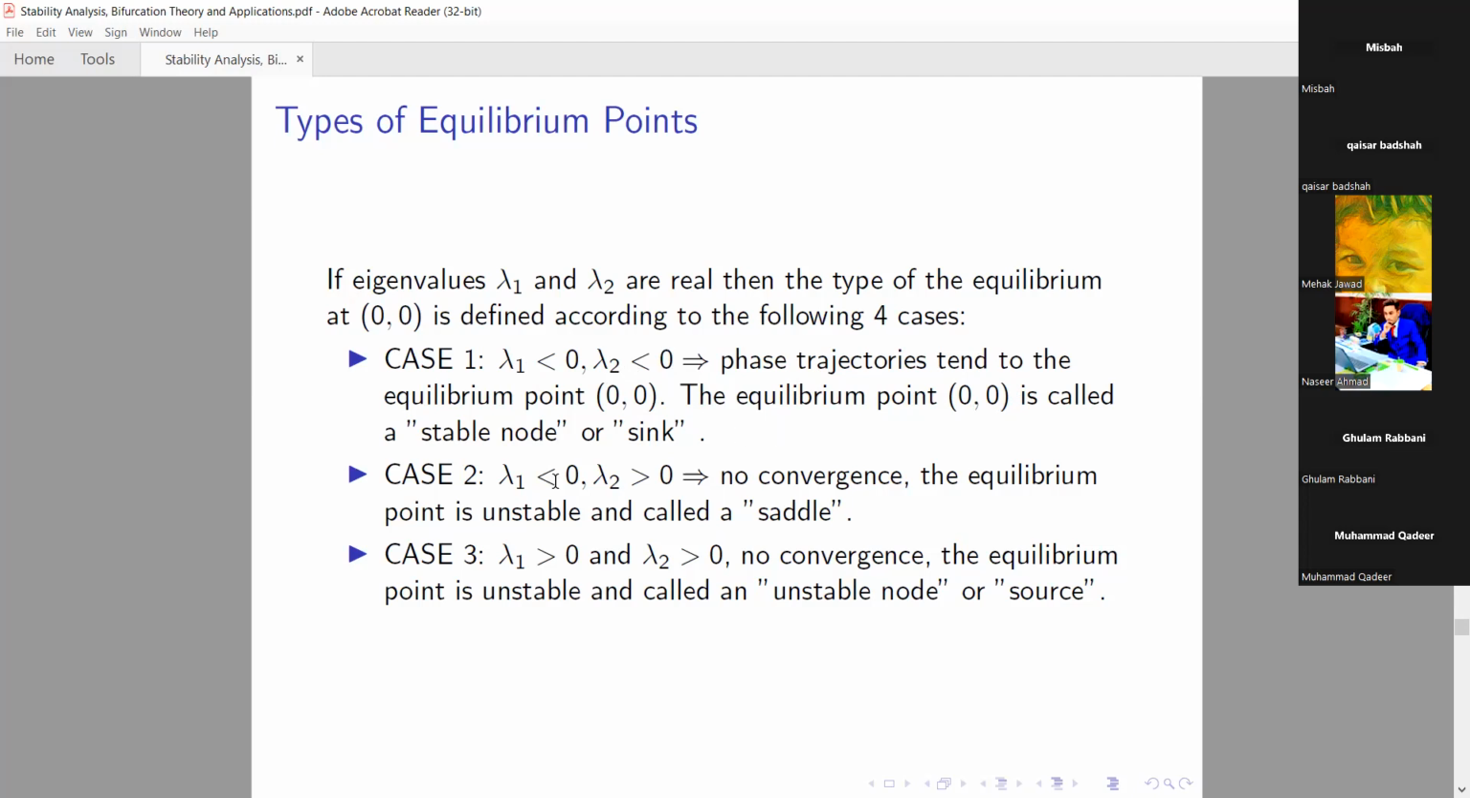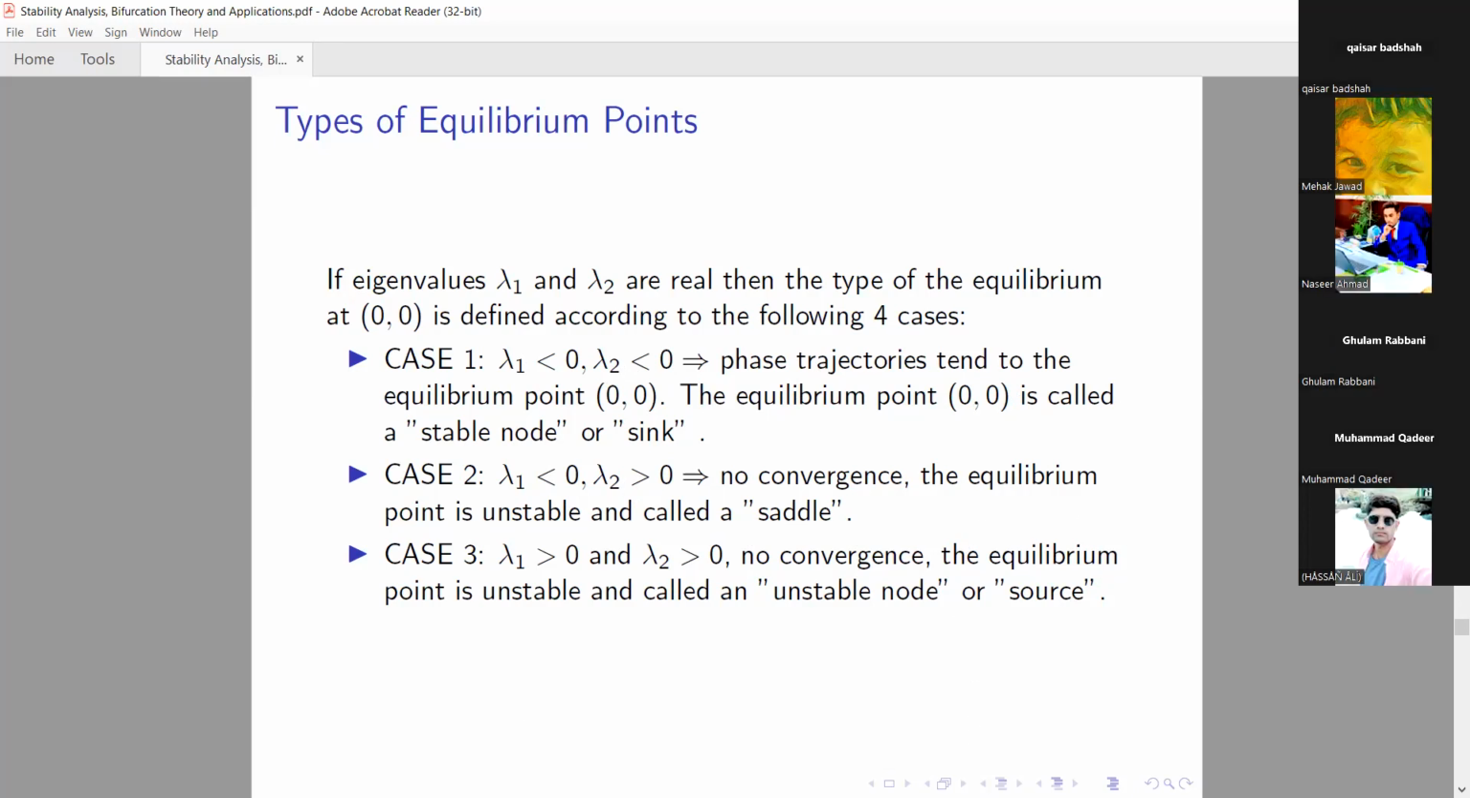If one is less than 0 and the other is greater than 0, there is no convergence, and the equilibrium point is unstable and called a saddle. If both are greater than 0, there is no convergence, and the equilibrium point is completely unstable and is called an unstable node or a source. It will be much easier if you can see the Poincare diagram, which we will show later on.